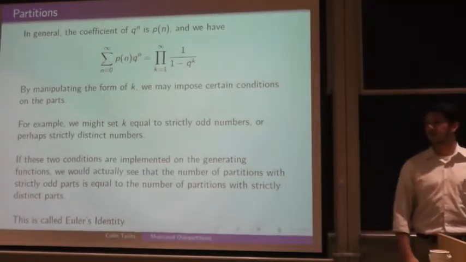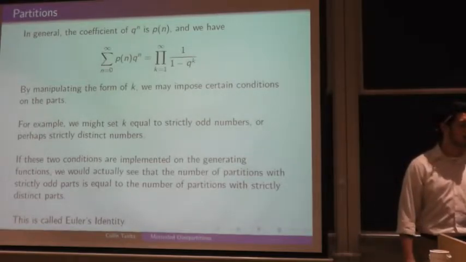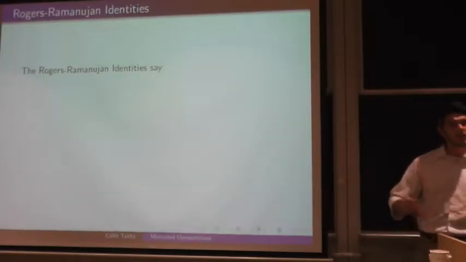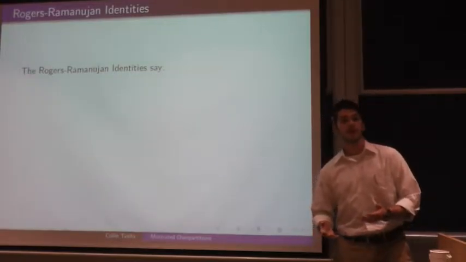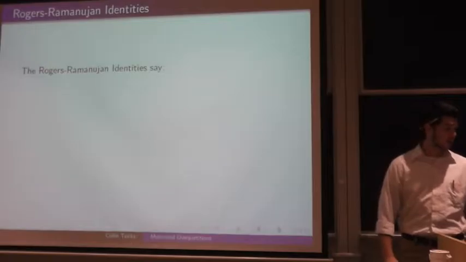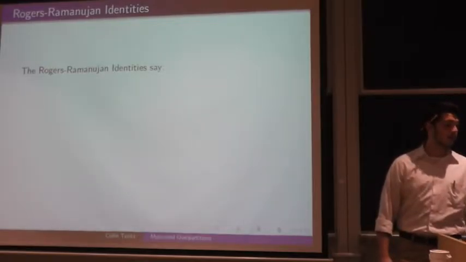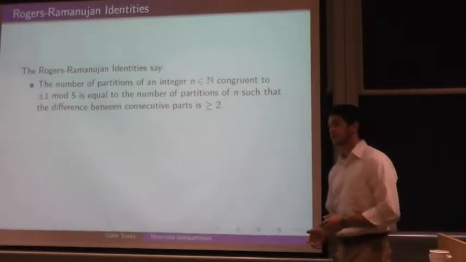The proof of that is actually pretty cool, pretty straightforward, and we're not going to go through that one. But a more interesting set of partition identities, and ones that are used for a lot of work in further partition studies, are the Rogers-Ramanujan identities. And the first Rogers-Ramanujan identity says the following.